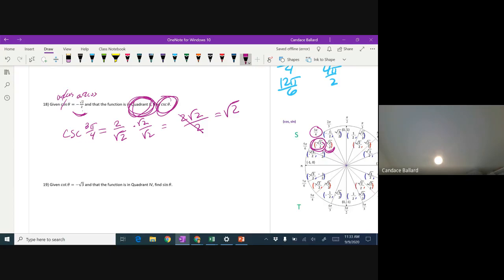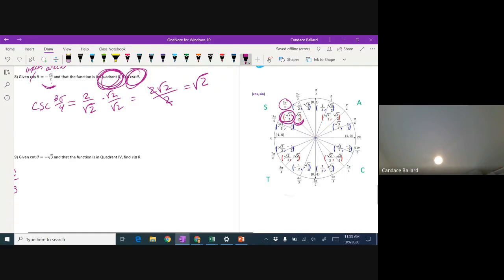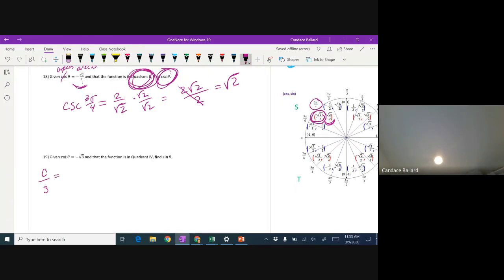All right. Then we've got cotangent, and we are in quadrant 4, okay? We need to find the sine. So we know that the cotangent, and don't let me mess this up because I think I messed it up in the other class, is cosine divided by sine. So that means that I need, remember there's always a 1 on the bottom. So the cosine needs to be negative square root of 3, and the sine needs to have a 1.